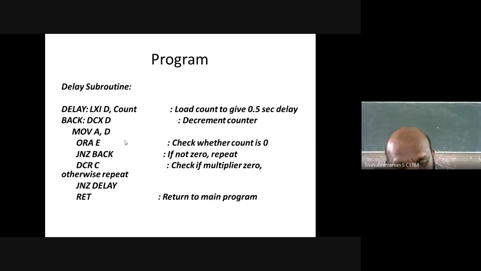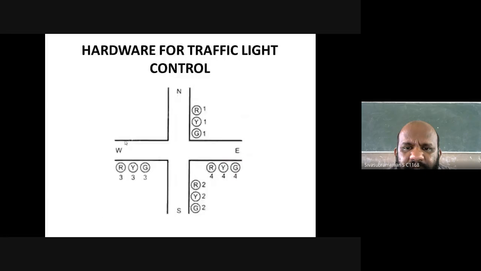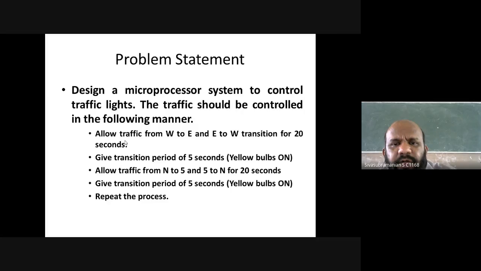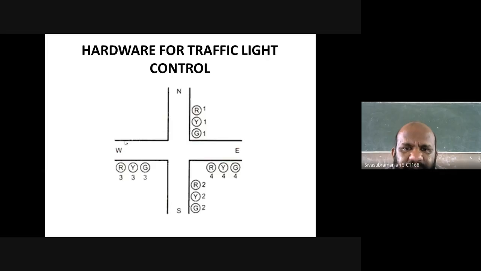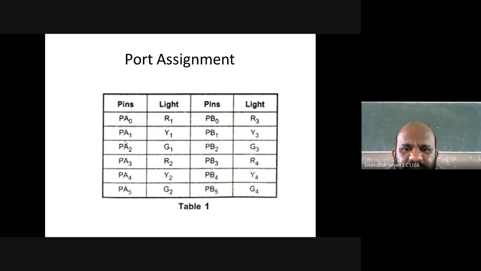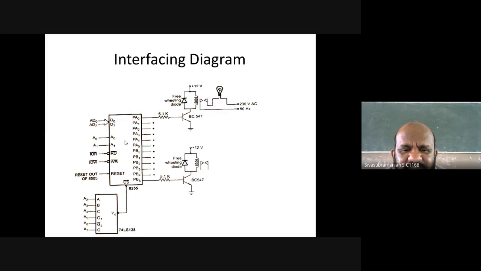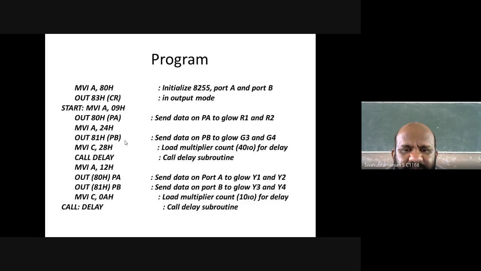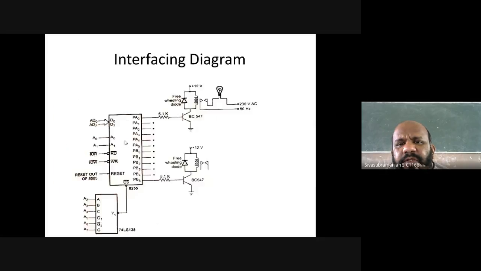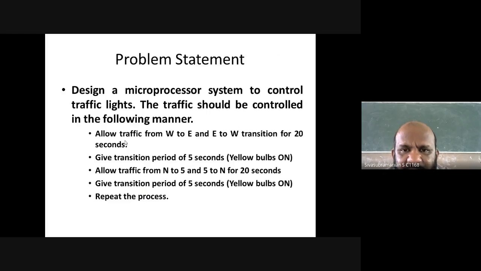Right? Just take a moment to copy down a few of the things, right? The first one is understand the sequence, you can write down this problem statement first of all, okay? And then the second point is draw this diagram. Third one is assign the port. Fourth one is my interfacing diagram. Fifth one is this, sixth is this, and then the program, right? So hope I have made clear how the traffic light is controlled using 8085. Is that clear?